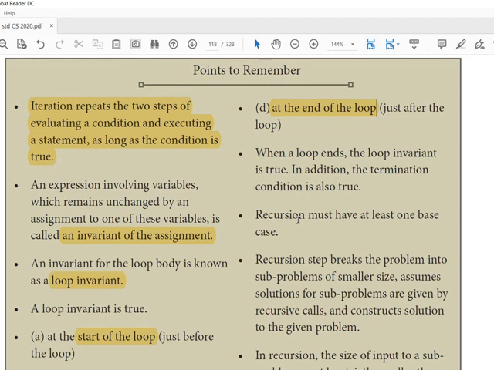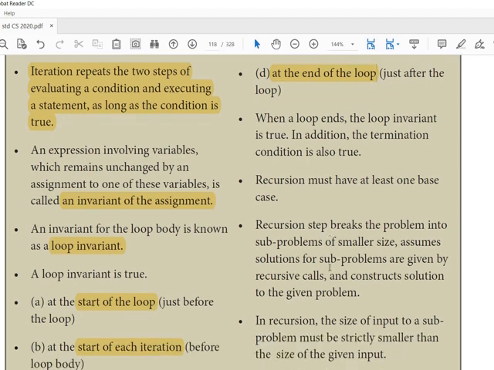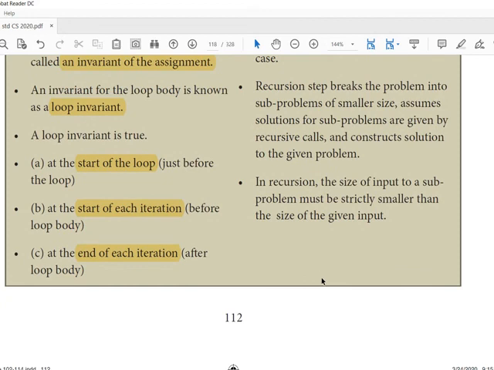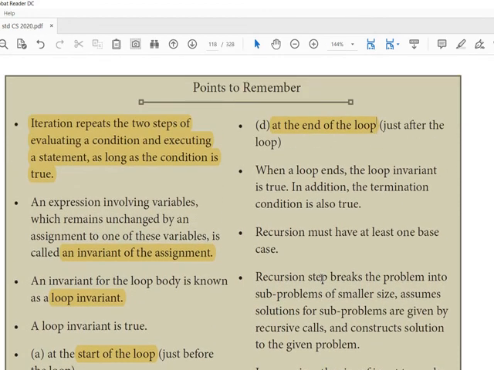Then recursion. Recursion must have at least one base case and recursion steps. The recursion step breaks the problem into sub-problems of smaller size. Assume solutions for sub-problems are given by the recursive calls. So a problem is divided into sub-problems, and a sub-problem gives a solution, and again a solution. Likewise, we get the final solution. In recursion, the size of the input to a sub-problem must be strictly smaller than the size of the given input. So these are the things we discussed in this chapter.